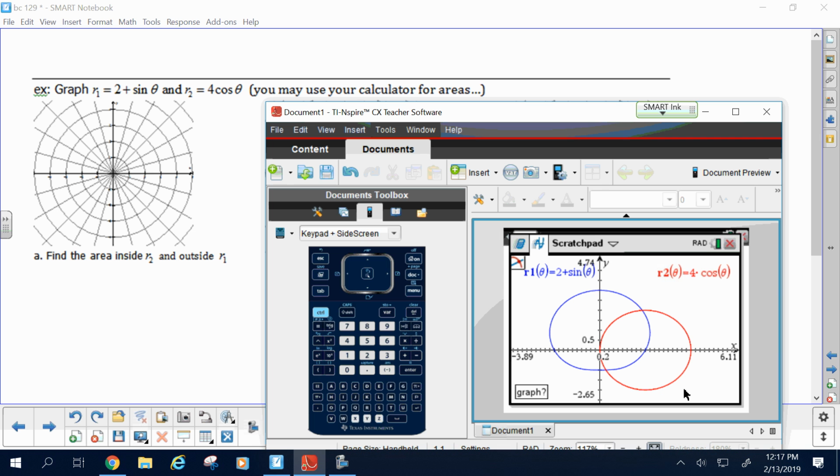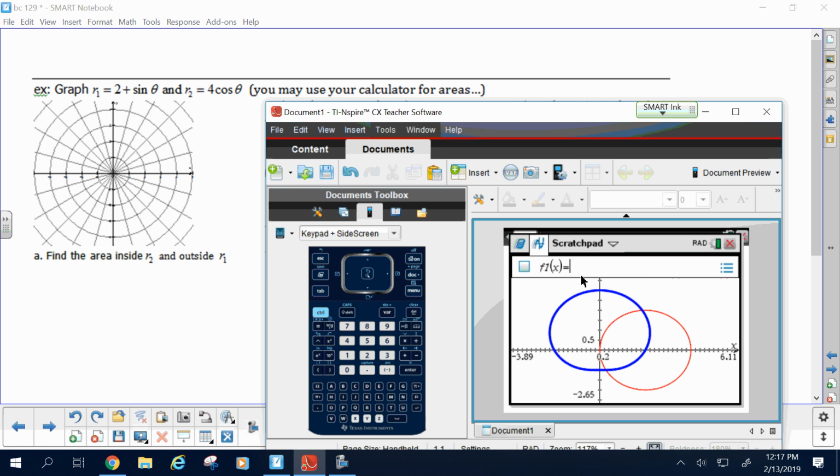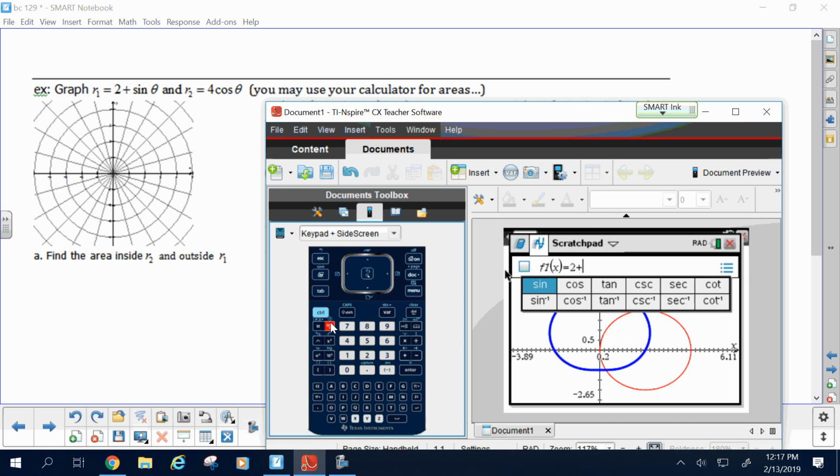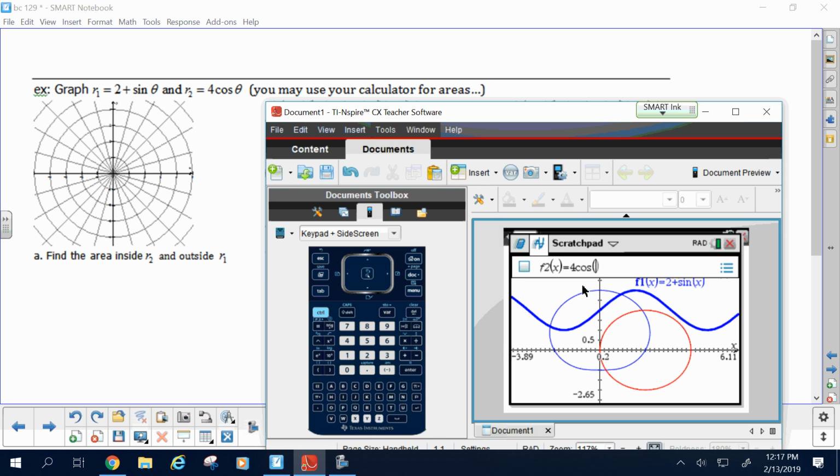Okay, so your calculator doesn't find intersection points in this mode. So sadly, you're going to have to now change to function mode. Go to function, graph entry, change it to function mode, and go 2 plus sine of now x. If it bothers you that the graph is busy, then you can dump it, but I'm just going to graph on top of the polar graphs. It is what it is. Then, for cosine of x, cosine of x.